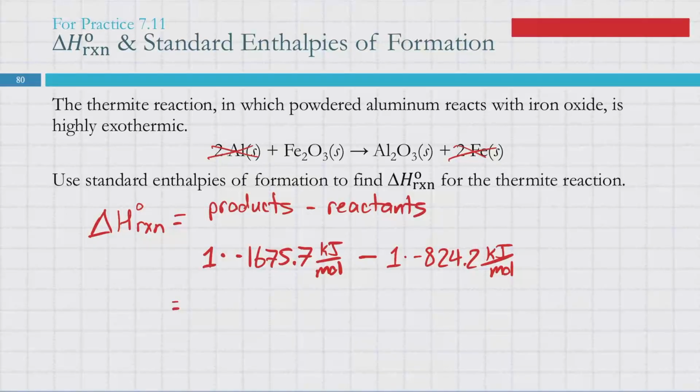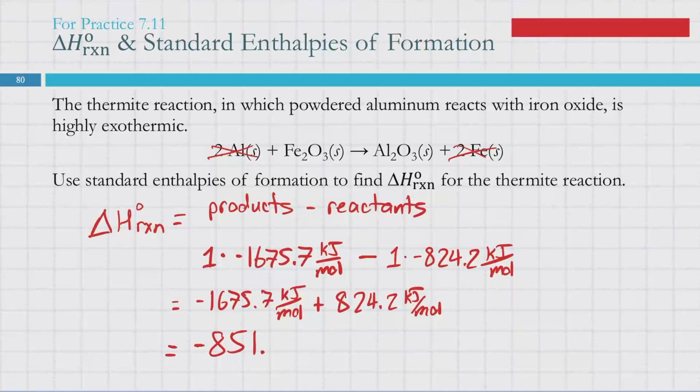So this turns into negative 1,675.7 kilojoules per mole plus 824.2, also kilojoules per mole. Once we take care of our negatives and our ones, we get a value of negative 851.5 kilojoules per mole.